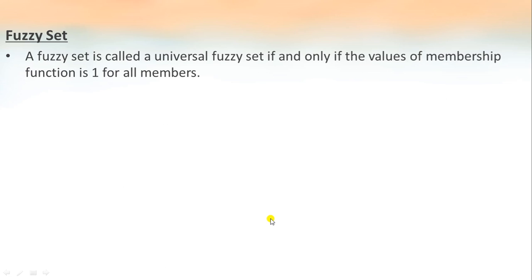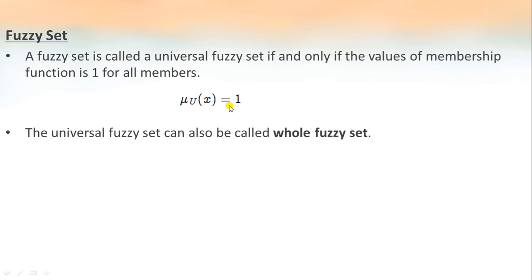This fuzzy set can also be called a universal fuzzy set if and only if the value of the membership function is 1 for all members of that set. Suppose we have a set A and the membership value of all members is 1, then that fuzzy set is called a universal fuzzy set, mu U of x equal to 1. This is also known as the whole fuzzy set.